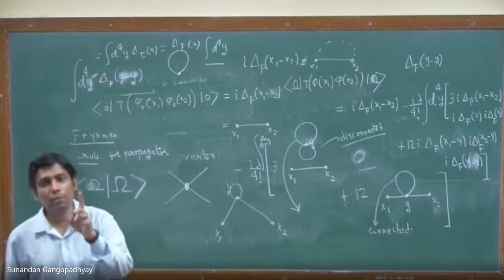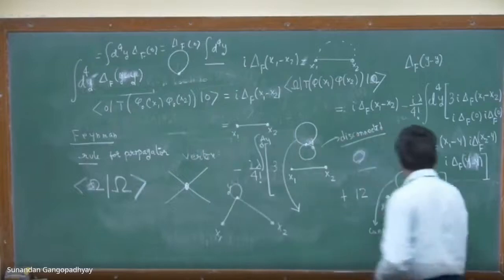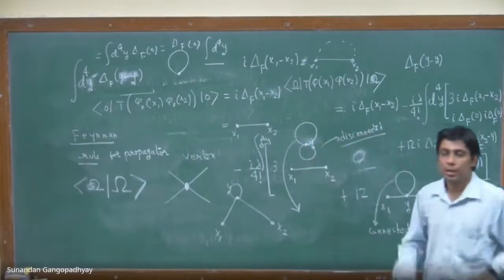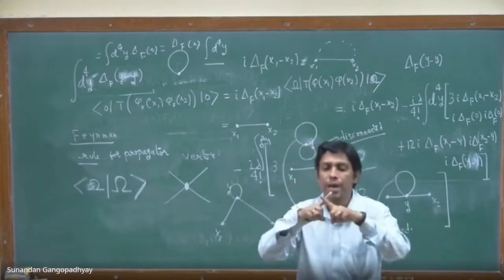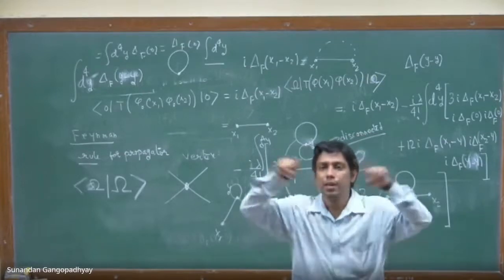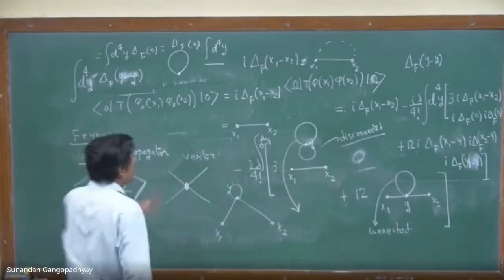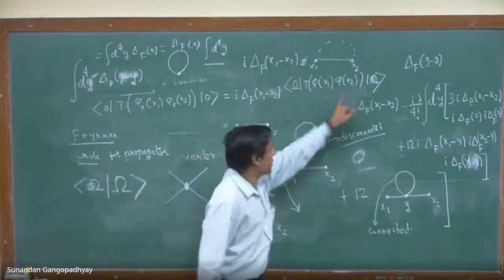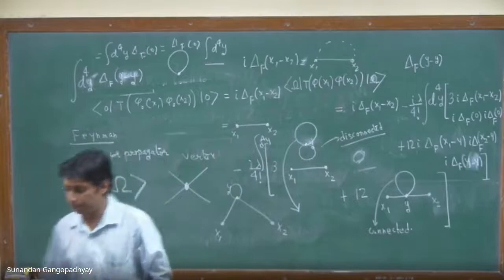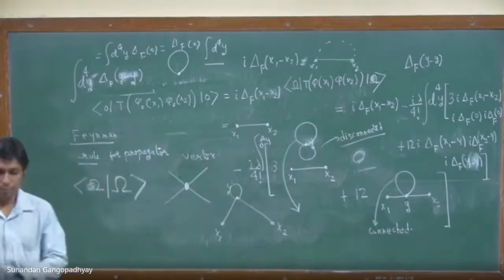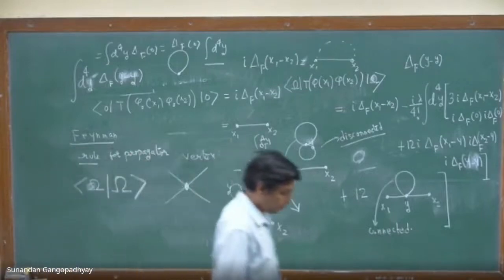Order lambda means that you will only get one vertex. See here, there is one vertex and there is one vertex. A vertex has four lines because it is a phi^4 interaction. So at each vertex, there will be four lines. And since this is a two-point correlator, there are two external points, x1 and x2. Is it clear? Yes, sir.